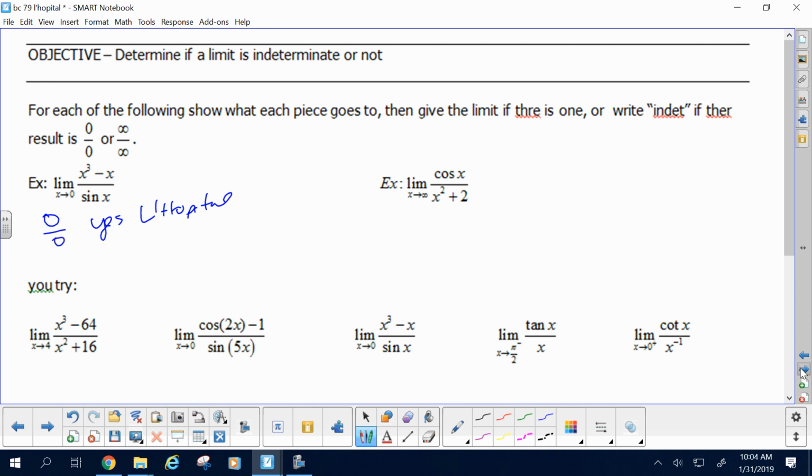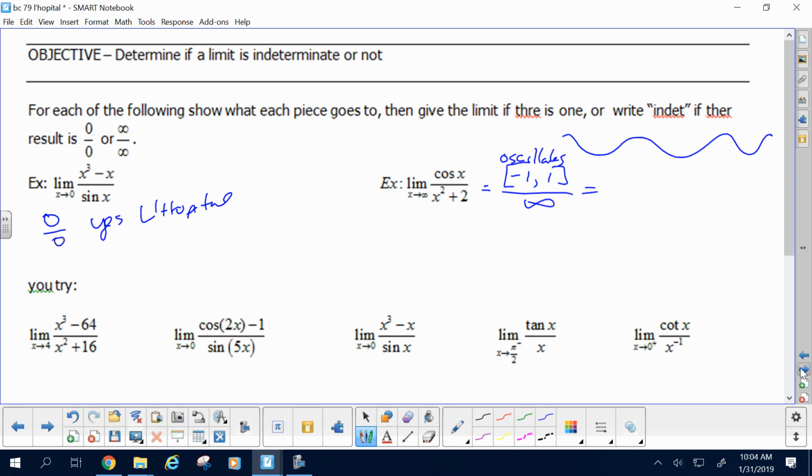Cosine of x. As x goes to infinity, what does cosine go to? It never really converges, but it always stays between what and what? Negative 1 and 1. It oscillates between negative 1 and 1. What about the bottom? Infinity. So the top not converging to a number kind of bothers me, but it's not too bad, because no matter what it is, it's pretty small, divided by infinity.